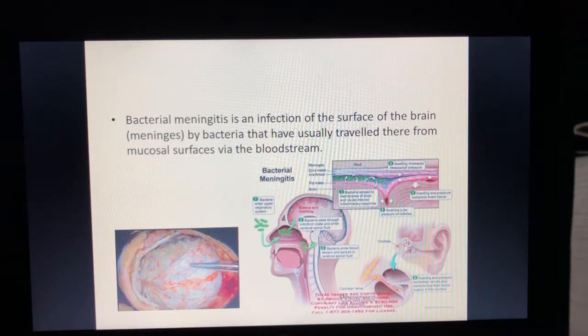And on the picture here on the right, you can see how the bacteria go from the upper respiratory tract or the nasopharyngeal surface into the blood and then through into the meninges and cause inflammation in the subarachnoid space, and therefore can cause swelling and pressure to compress the brain tissue, swelling which also puts pressure on arteries and reduces blood flow.